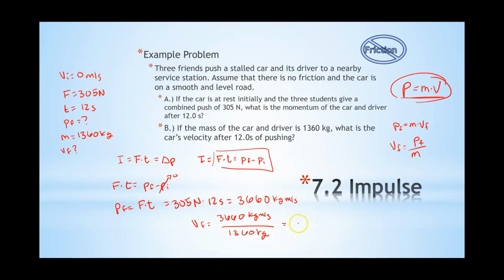And as a result, we get 2.691176471, and so on, meters per second. If we go ahead and adjust this to sig figs, this is 2.69 meters per second.